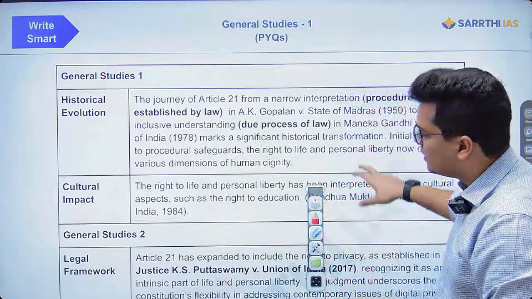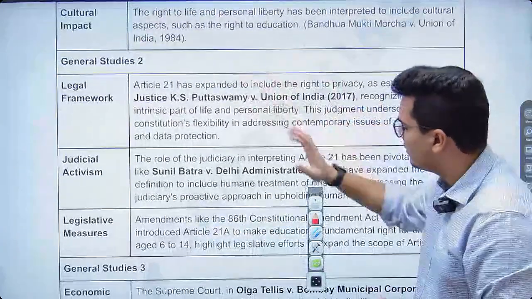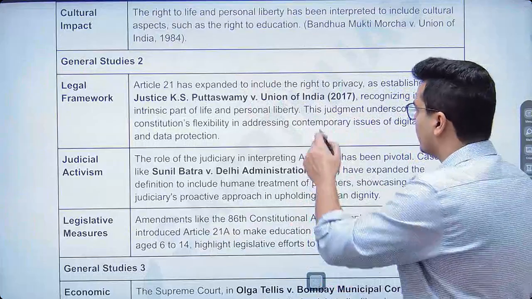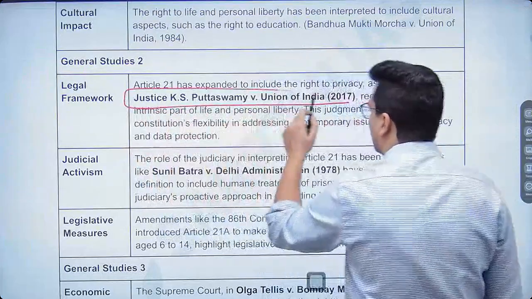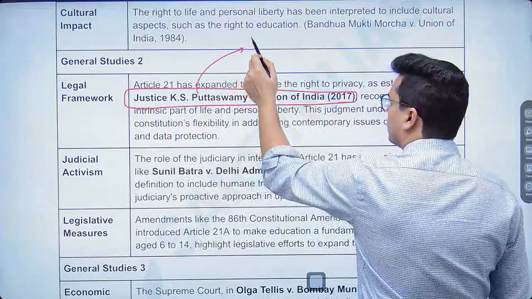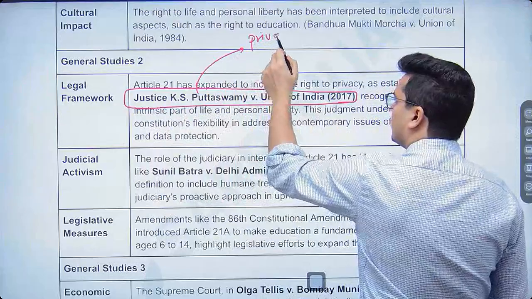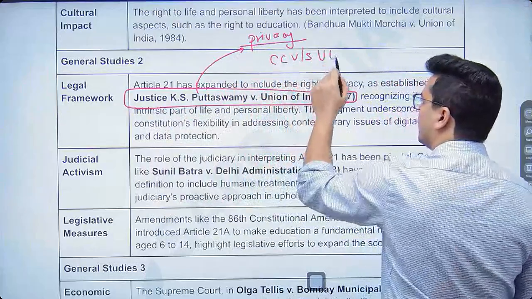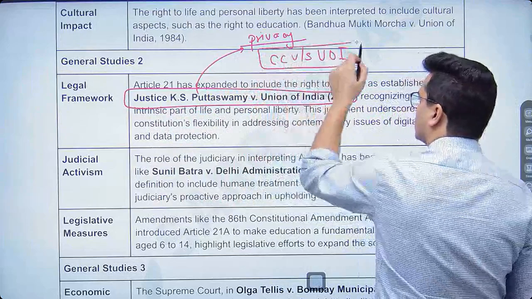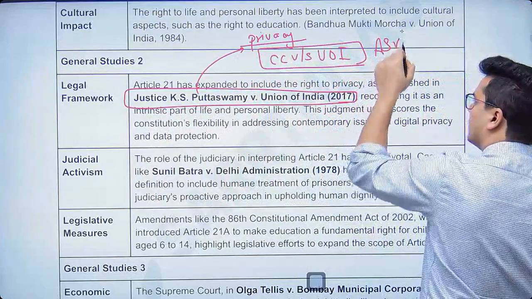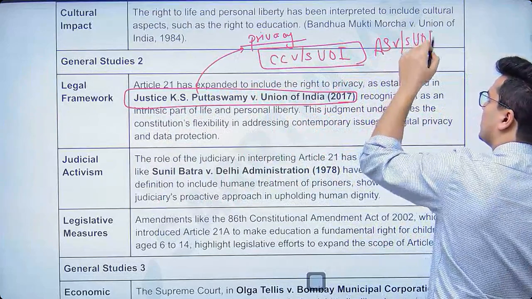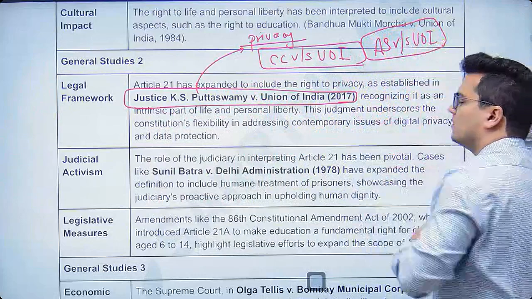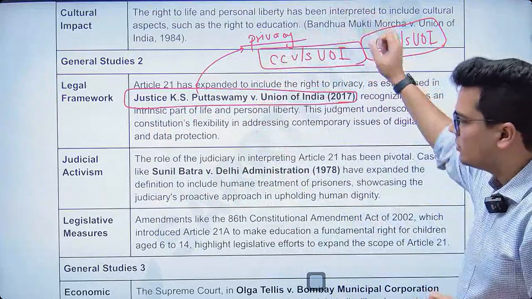Then in GS2 we can think of the legal framework. In the legal framework we can think of KS Puttaswamy versus Union of India and how this expanded to include the right to privacy. Some of you were mentioning Common Cause versus Union of India. You can also mention Aruna Shanbaug versus Union of India. These are cases related to euthanasia, so this is also something you can mention.